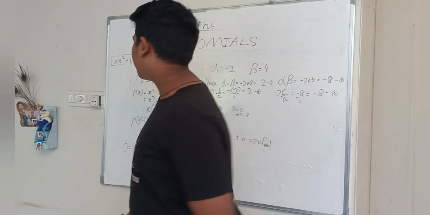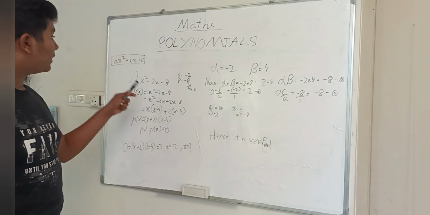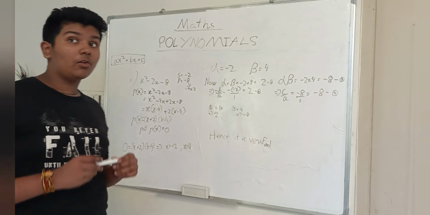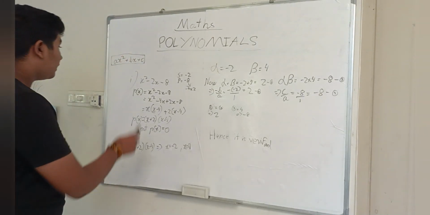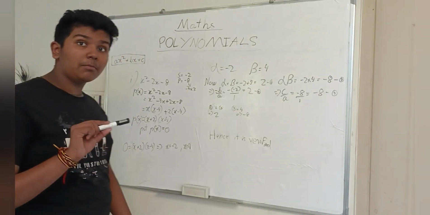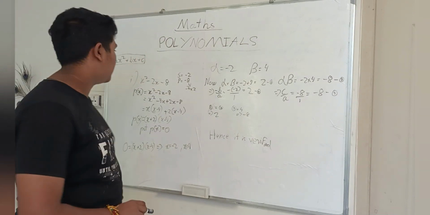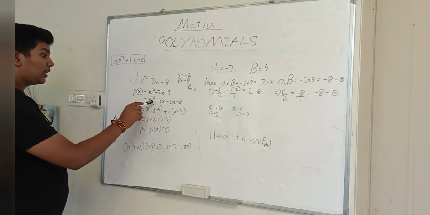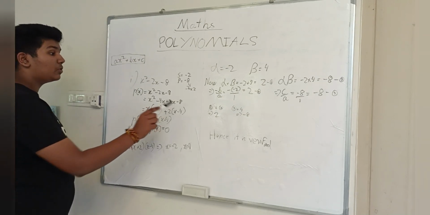Now this is the first problem: x square minus 2x minus 8. In this problem we have to find the zeros of the polynomial. So here p of x is equal to x square minus 2x minus 8. Then p of x is x square minus 4x plus 2x minus 8.